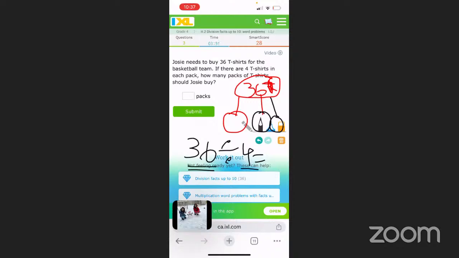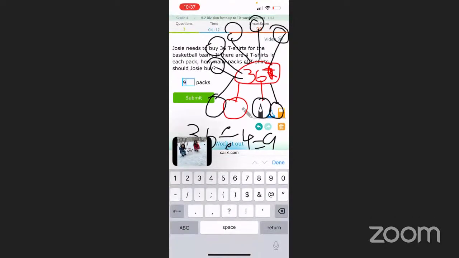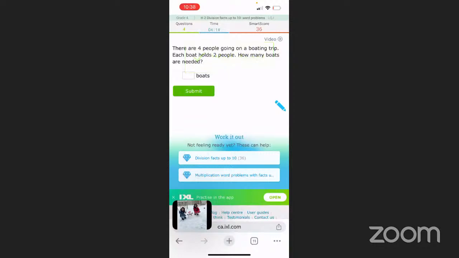What is 36 divided by 4? 9. 9, right? So 9 groups. We will have 1, 2, 3, 4, and then another 9. 1, 2, 3, 4. One more, 9. Okay, these will be the groups.